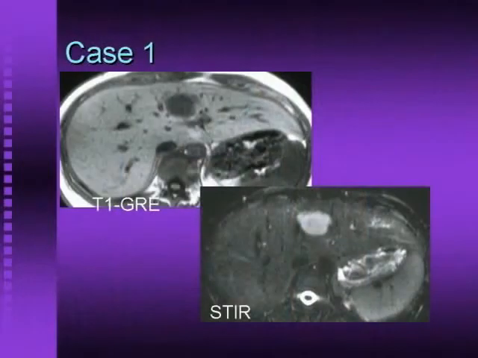So moving on to this talk. We're going to talk about focal liver lesions, and I'll start off with a relatively straightforward case to go through some basic principles. Here are T1 weighted gradient echo and T2 fat suppressed images through the liver in a patient who has an obvious mass in the left lobe.